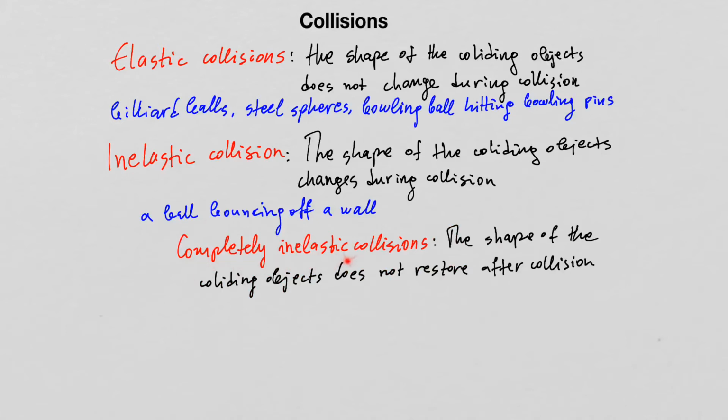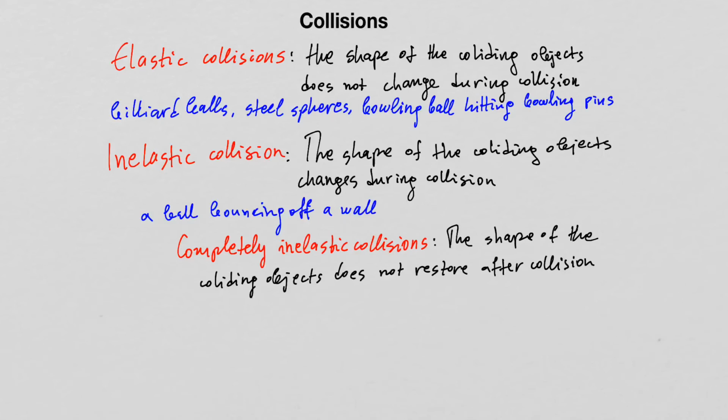So completely inelastic collisions are collisions for which the shape of the colliding objects does not restore after collision. Another example of a completely inelastic collision would be a car crash. After that, the cars remain obviously deformed, so the shape does not return back to the original shape. So that's also an example of a completely inelastic collision.